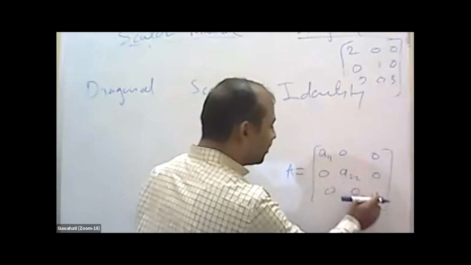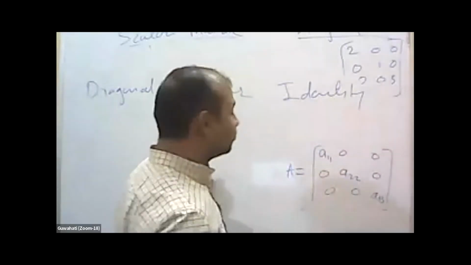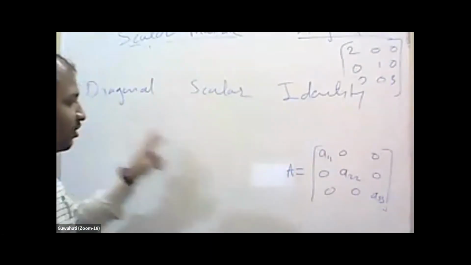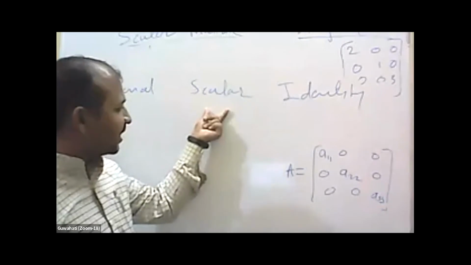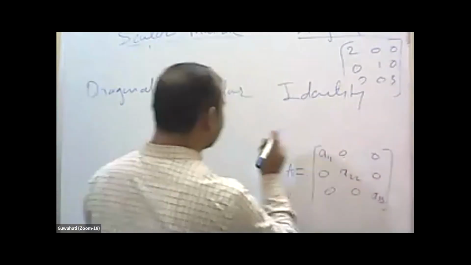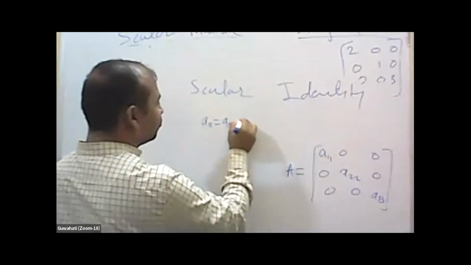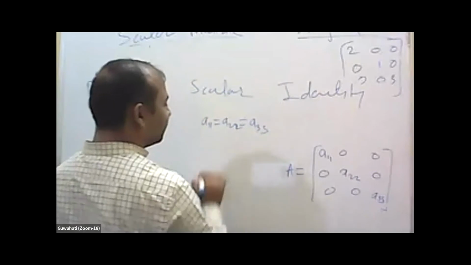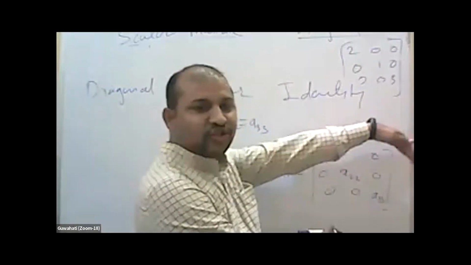Right. So these diagonal elements should not be 0 and the rest of the elements should be 0. Then we can say that this kind of matrix is a diagonal matrix. What will happen in a scalar? In a scalar, all the diagonal elements should be the same. Means your A11 is the same as A22, which is the same as A33. And the first condition is as it is, and the rest of the elements should be 0.